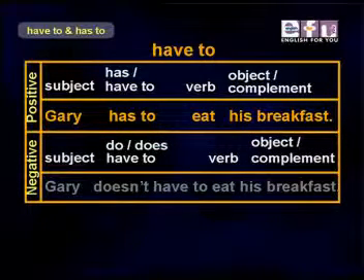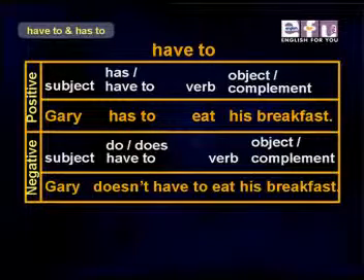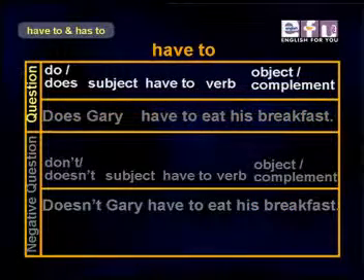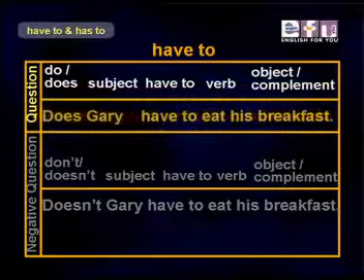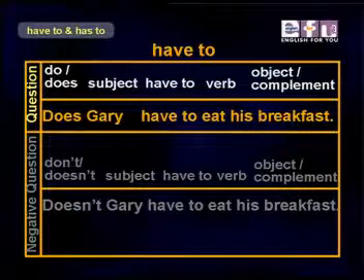In the negative form, we can say, Gary doesn't have to eat his breakfast. Subject, and then don't have to or doesn't have to, and then your verb, and then your object or complement. In the question form, we can ask, does Gary have to eat his breakfast? So we start with does or do, plus your subject, plus have to, plus your verb, plus your object or complement.